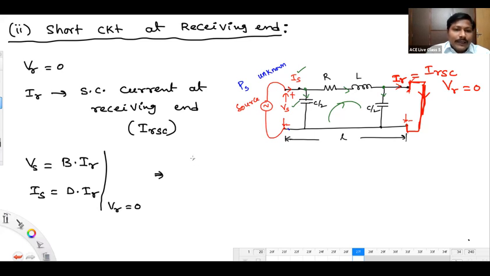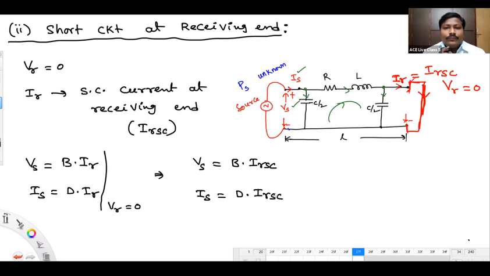And from this, you can write sending end voltage equals B into IRSC. Sending end current equals D into IRSC. Sending end voltage is B into IRSC. Sending end current will be D into IRSC. Now you can get the B and D values from this.